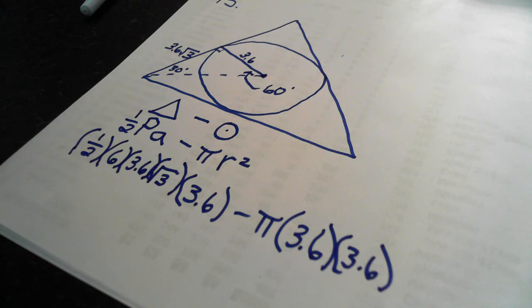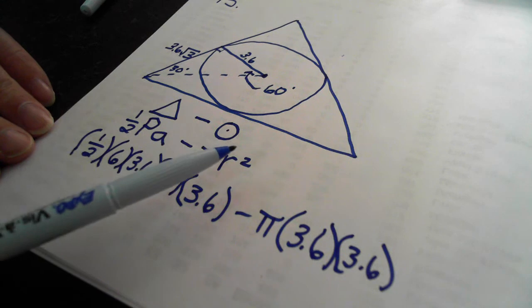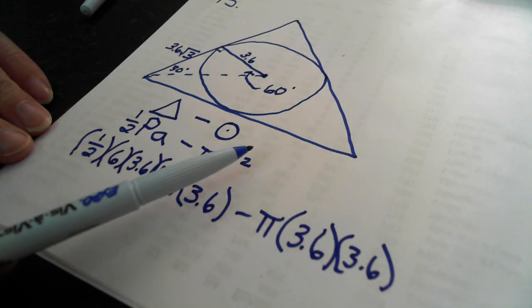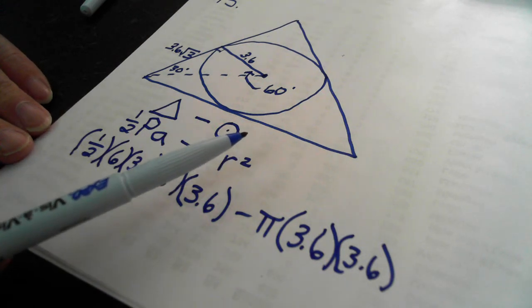You said at the beginning we could take half pH minus pi r squared. Could you take 3.6 times 3 for the height? So it would be half. Ooh, that's good thinking. Would that work as well? That is good thinking. That is a nice little shortcut. Only works on triangles, though. You can't do it on all your polygons.